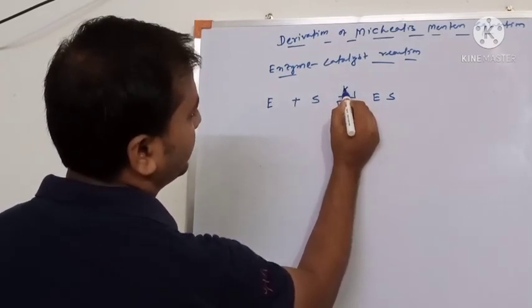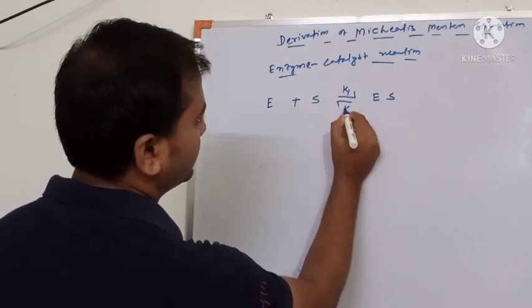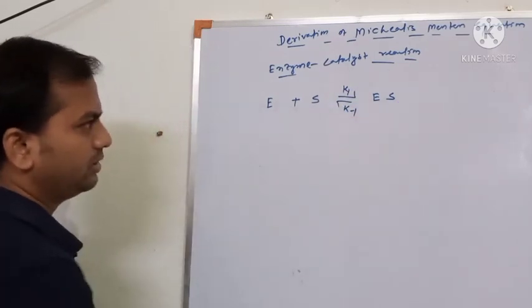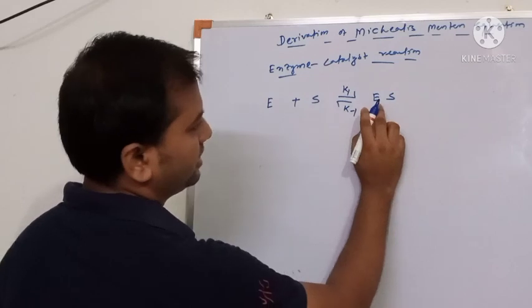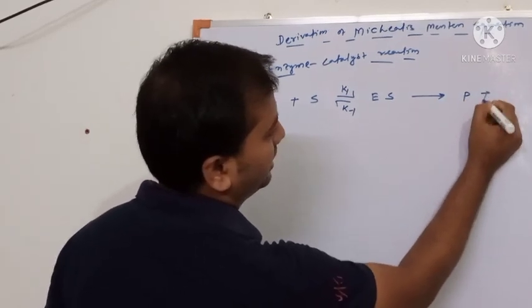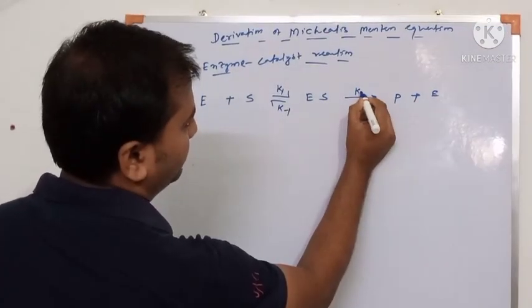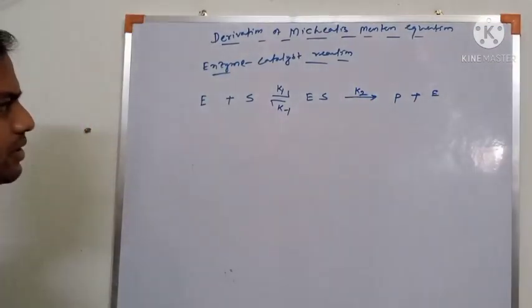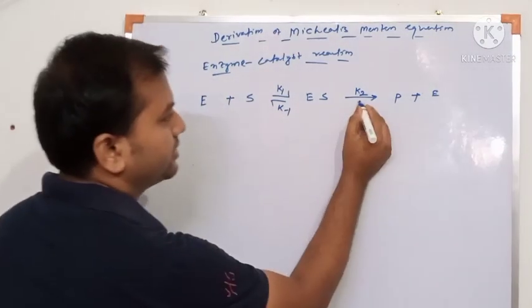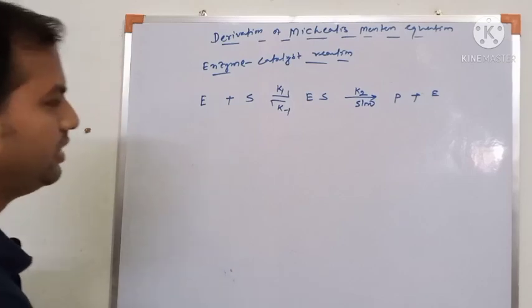The forward reaction rate constant is K1, and the backward reaction rate constant is K minus 1. Now, the enzyme-substrate complex decomposes to form product and enzyme. This rate constant is K2. This is the slow step, the rate-determining step.